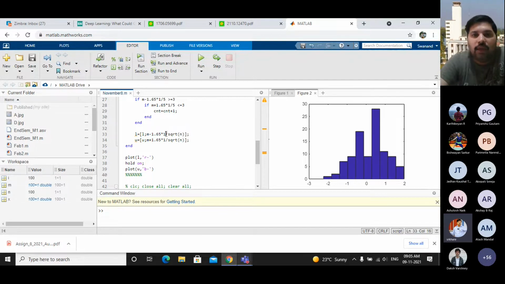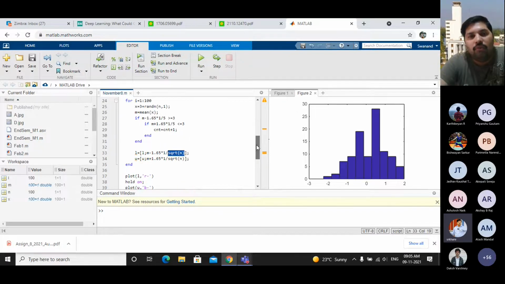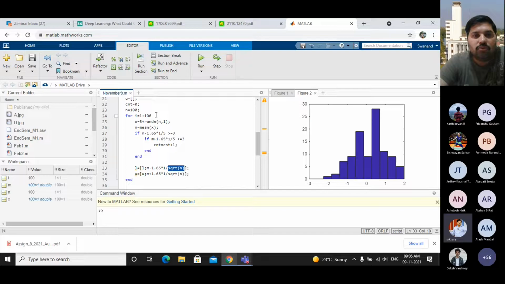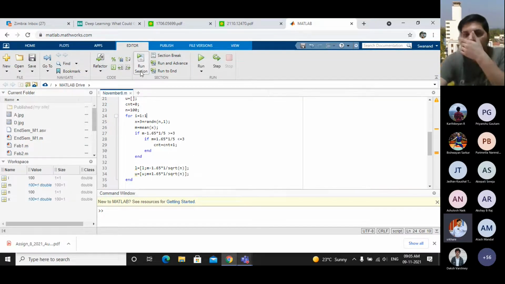I have assumed that I know the variance, so I'm taking sigma divided by square root of n, right? n is the sample size. So this is my lower bound, this is my upper bound. So what am I going to get? For i equal to 1, for one sample, I am going to get a confidence interval L and U. Let me run this and see what I get.